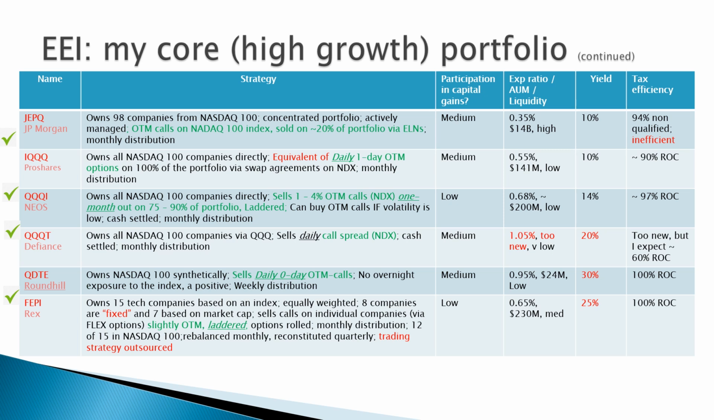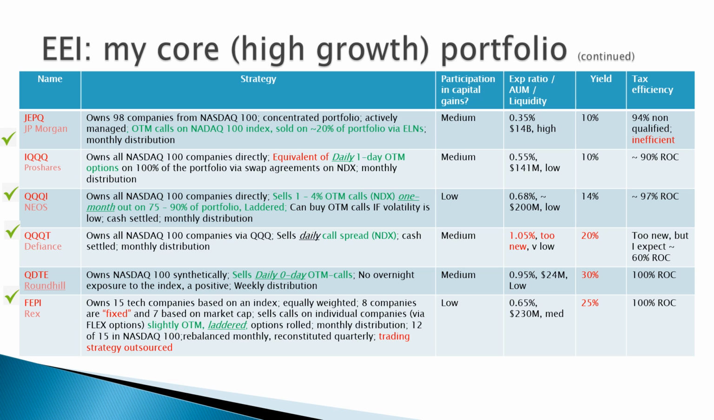QQQT is the NASDAQ-based version of SPYT, SPYT from Defiance. Same strategy, they own the underlying index companies. Instead of via IVV, they own it via QQQ, sell daily call spreads, and cash settled monthly distributions. The expense ratio is kind of high, 1.05, 105 basis points. It's very, very new, extremely new.